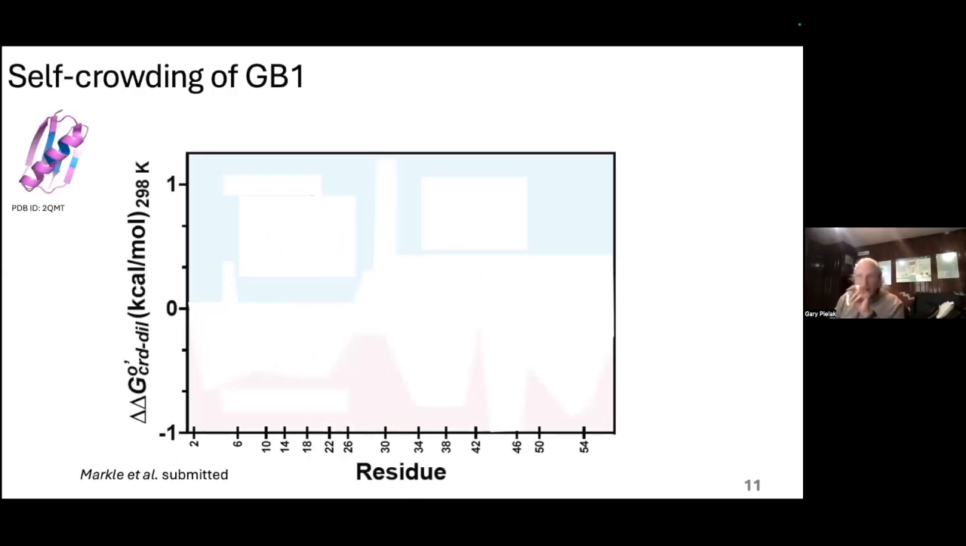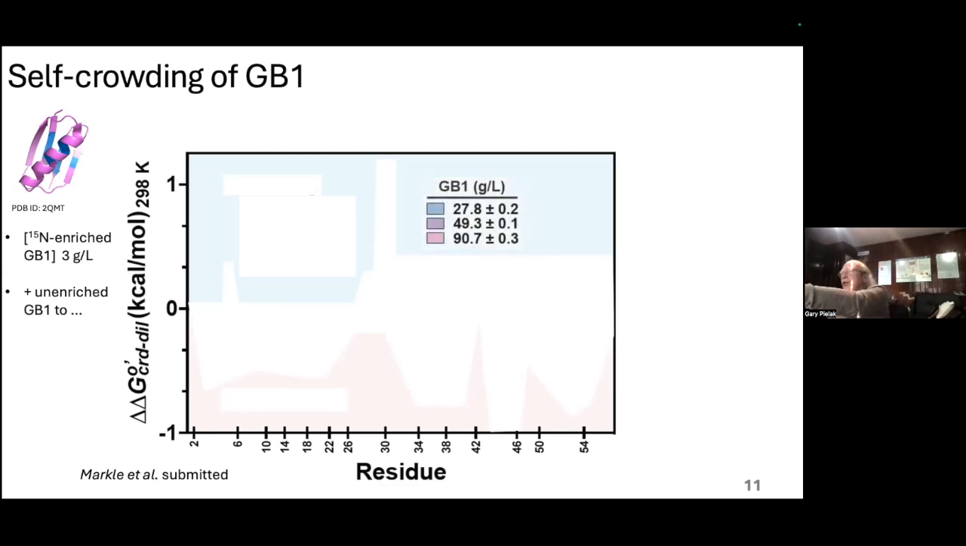But now we decided to do the experiment in a semi-reductionist but biologically relevant way by just increasing the concentration of GB1. So we crowded GB1 with itself. We take N15 enriched GB1 at 3 grams per liter, very low concentration. And what we do is we then spike it with unenriched GB1 to these concentrations. Now you're wondering why they're not exact numbers. It's because we don't know what the concentration is till we finish the experiment. And everything I'll show you today has been done in triplicate. That's why there are uncertainties.